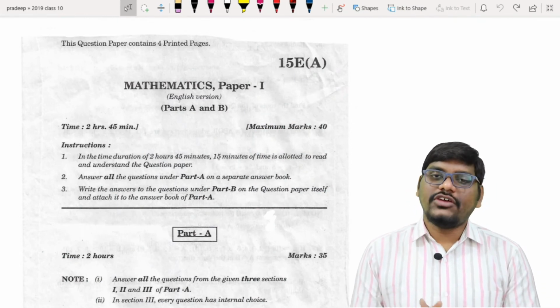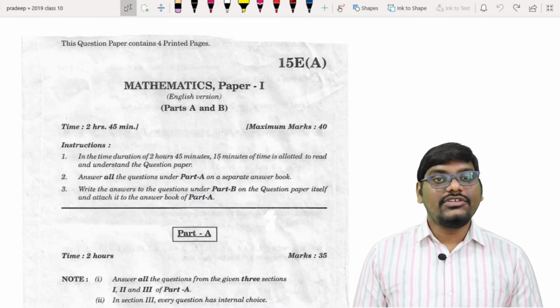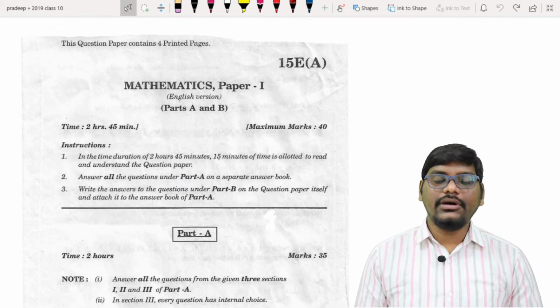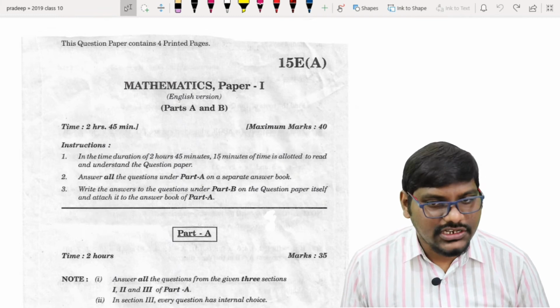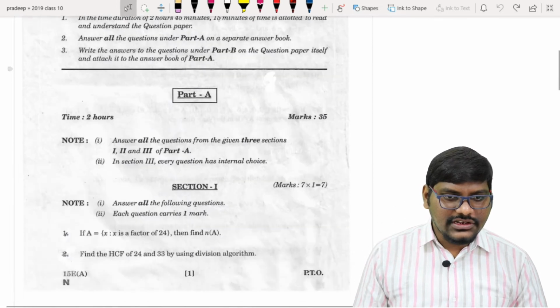I'm Pradeep. Today we are going to see solutions of mathematics paper 1, which is the 2019 paper. This is the board examination paper where we'll be solving each and every question very clearly. So let's see the question paper. You can read this. This is mathematics paper 1. This is actually English medium.